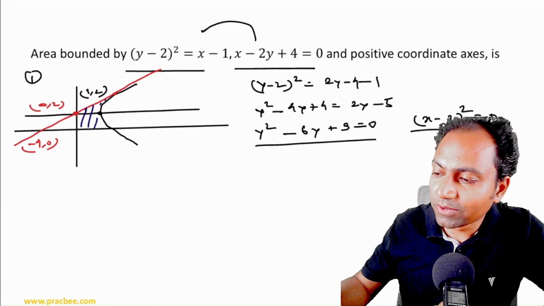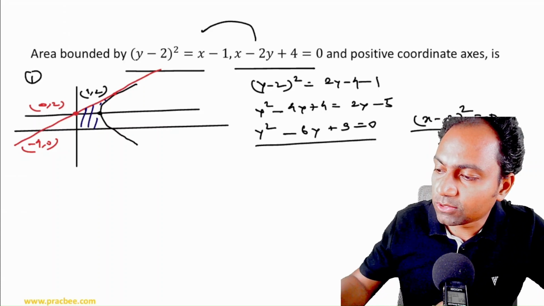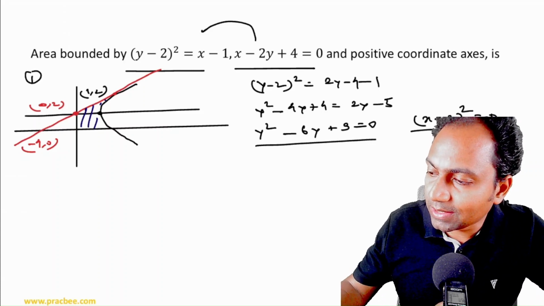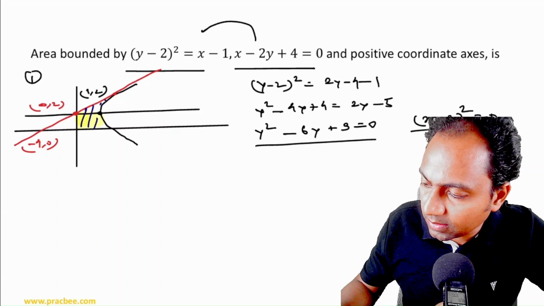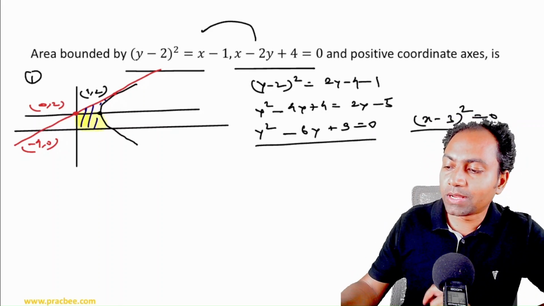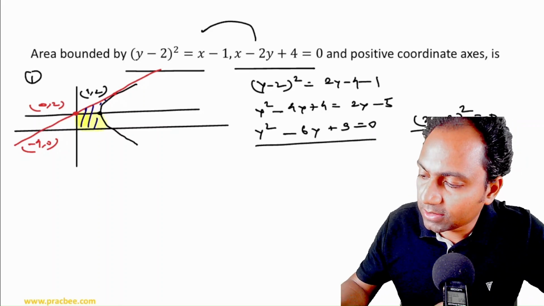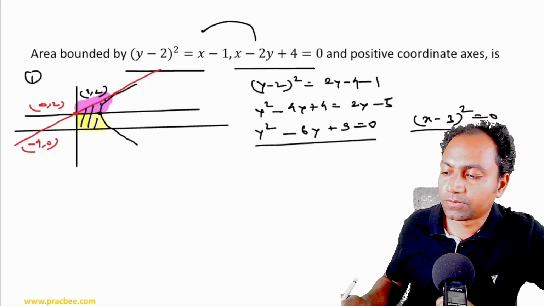If I want to solve it further, what I can do is divide this into two different areas. One area can be this part that happens between the parabola and the axis, and the other area can be this one that happens between the line and the parabola. So how to go about this?